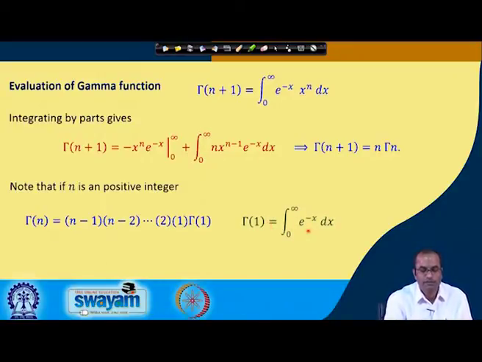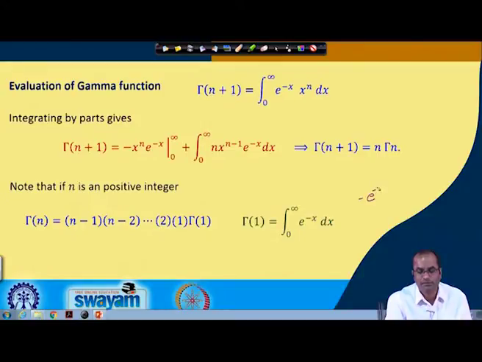0 to infinity e power minus x dx, that is gamma 1, and this integral we can evaluate easily. The integral of exponential minus x is minus exponential x, with limits 0 to infinity. When x approaches infinity we get 0, and minus minus plus, with x approaching 0, we get 1. So the value of gamma 1 is 1.